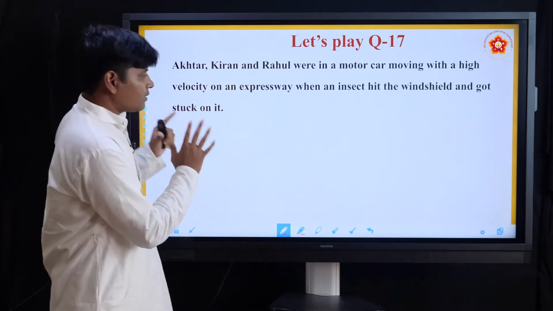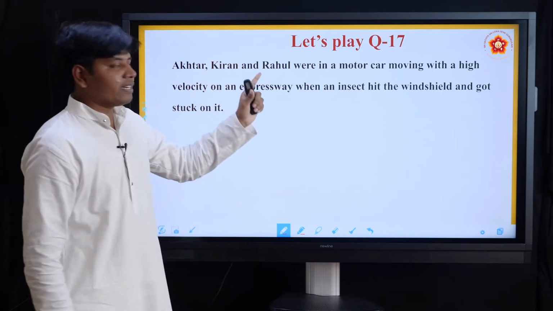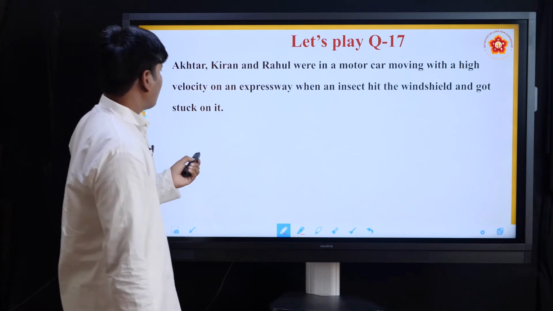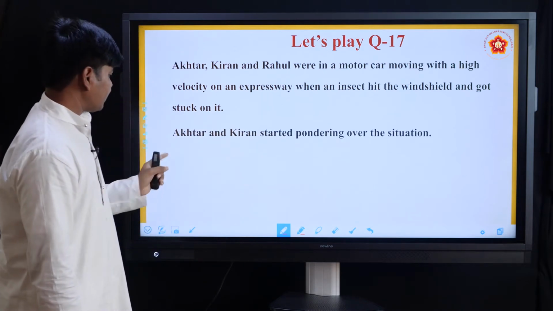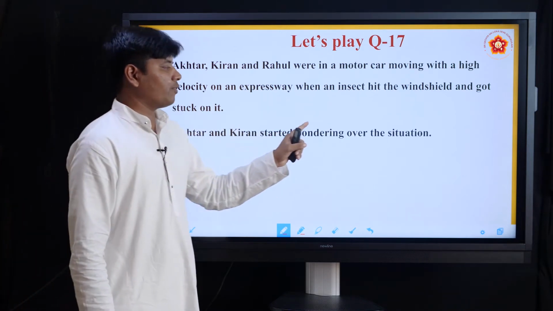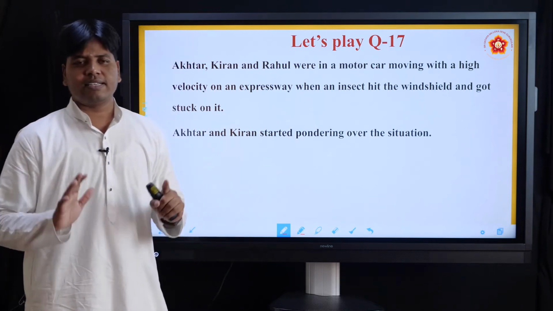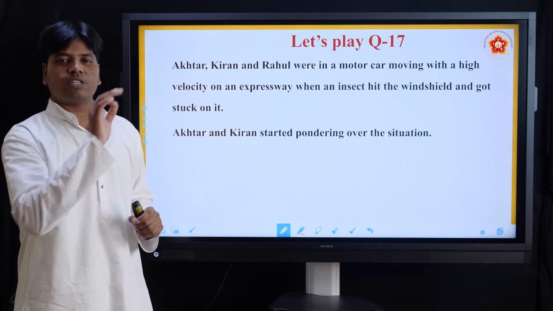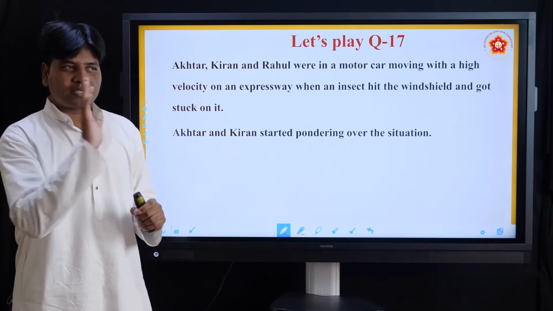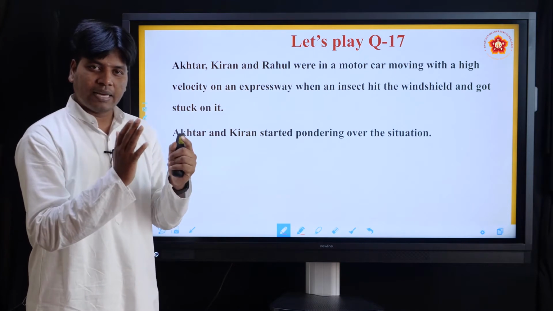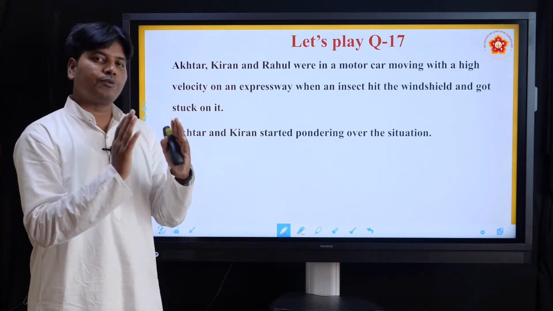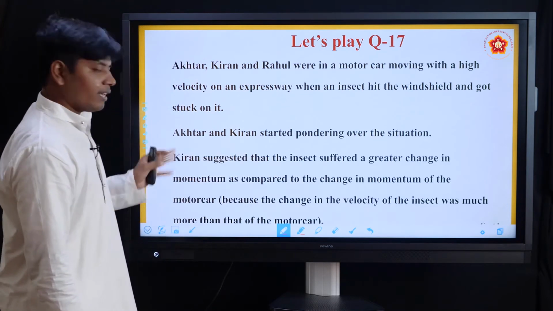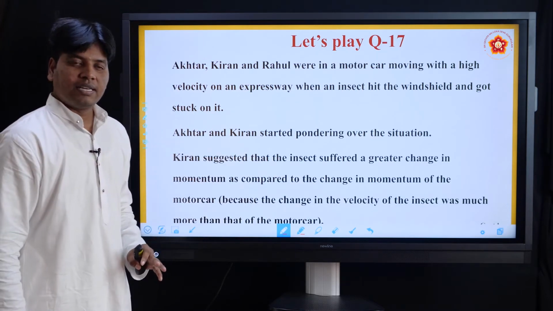So based on this situation, 3 of these friends have 3 different observations. Right? Let us see what Kiran has to say. Akhtar and Kiran started pondering over the situation. They are sitting in the car, and they wonder what should have happened that made the insect stick on the windshield. They saw the event and now they are deducing the reason behind this. Alright? So Kiran now started the observation.